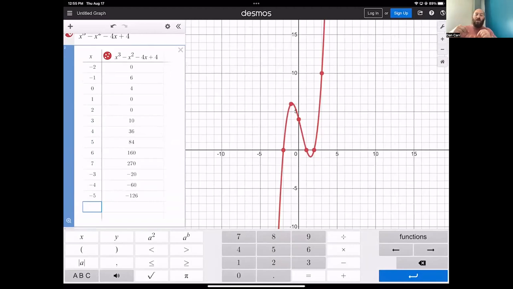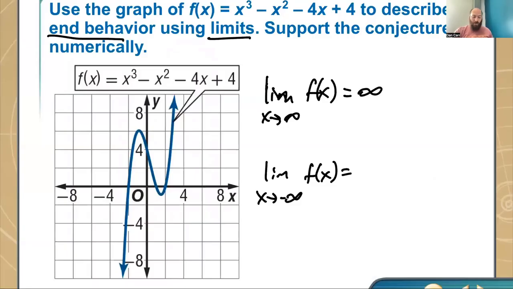So what I've shown on here is that it is growing towards a positive infinity in the x positive direction, and it's going towards a negative infinity in the negative x direction. Okay, so that's our end behavior and how we describe that. Whoops, I accidentally got rid of the negative infinity symbol there.